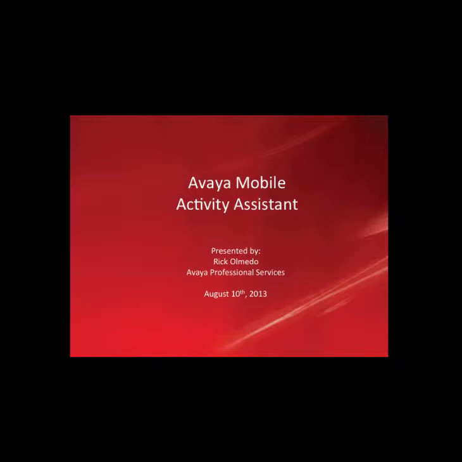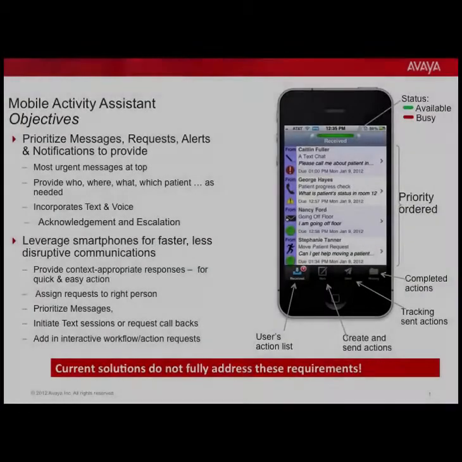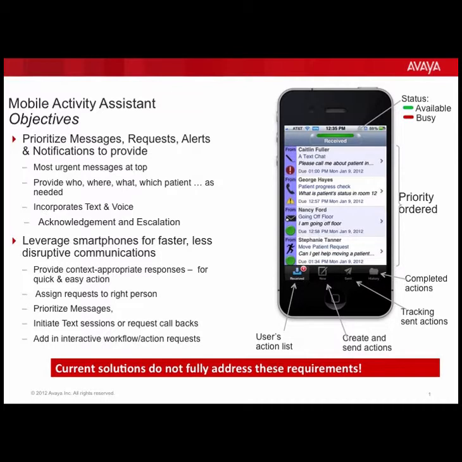This video will give a demonstration of the Avaya Mobile Activity Assistant from the perspective of the end user. Now throughout this demo, this application will be referred to as MAA. MAA is an intuitive, easy-to-use mobile client that provides the user with a prioritized list of messages, requests, alerts, and notifications, thus seamlessly incorporating text and voice as required. MAA leverages smartphone capabilities for faster and less disruptive communications.